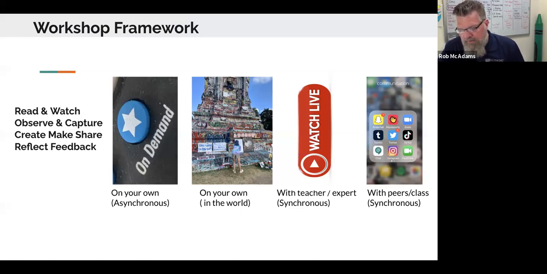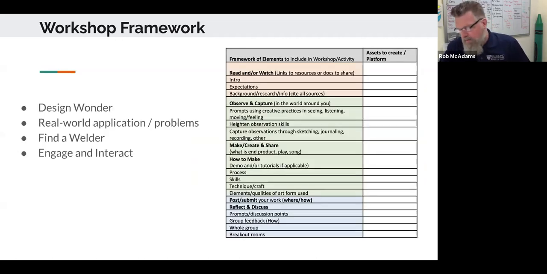And I saw a tweet the other day that said we shouldn't be using this asynchronous, synchronous language. So call it on demand or watch live. So how do we spread out this learning and these activities so that students can do it on their own time, they can do it in their community, they can do it with the teachers, or they can do it with their peers in their class? So it's kind of folding those 2 pieces together.